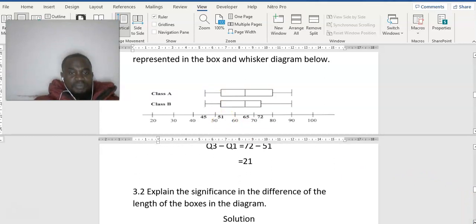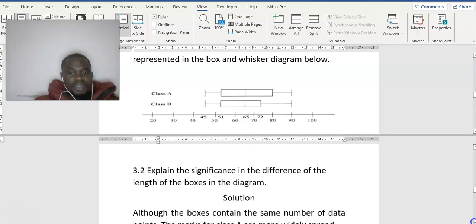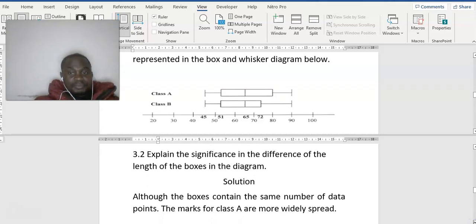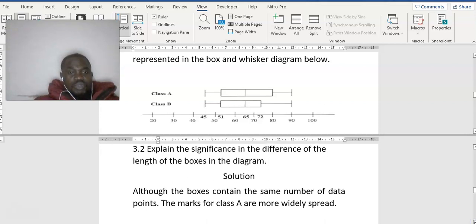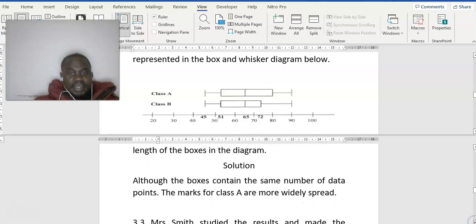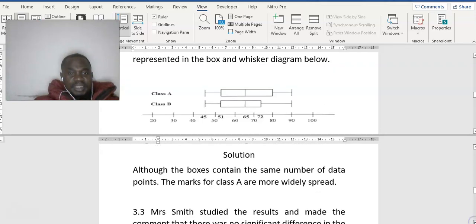Then the next one: explain the significance in the difference of the length of the boxes in the diagram. Length of the boxes in the diagram. So this one, what are we going to get?